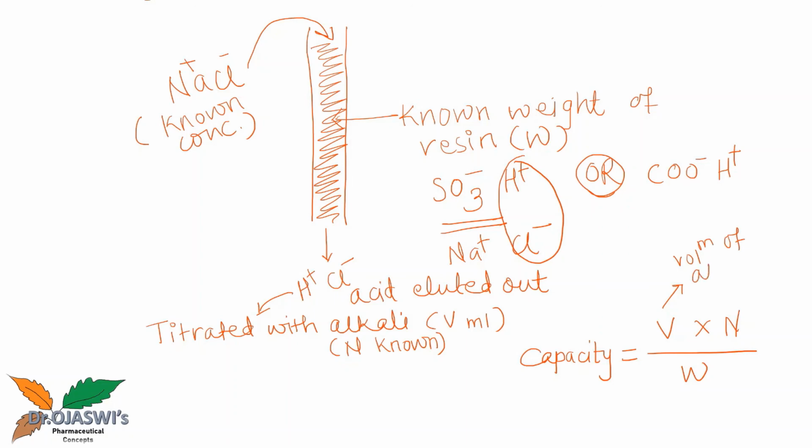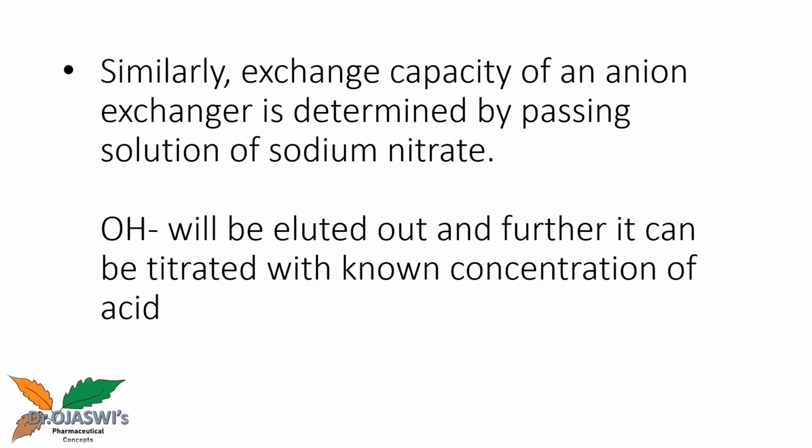Here V is nothing but the burette reading, N is the normality of the base used for titration, and W was the known weight of the resin. This is how we calculate the ion exchange capacity of the resin. Similarly, the exchange capacity of an anion exchanger is determined by passing a solution of sodium nitrate. OH minus, that is the hydroxide ion, will be eluted out, and further it can be titrated with a known concentration of acid.